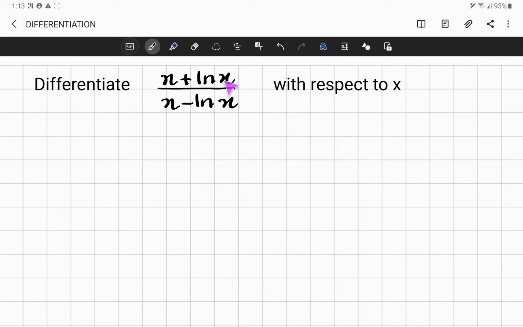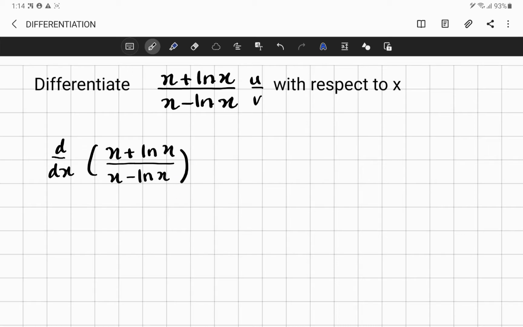Differentiate (x + ln x) divided by (x - ln x) with respect to x. For this function, we are going to use the quotient rule because we have two different functions in terms of a quotient. Then we're going to differentiate by writing the operator on (x + ln x) divided by (x - ln x), which is equal to (v u' - u v') divided by v squared.